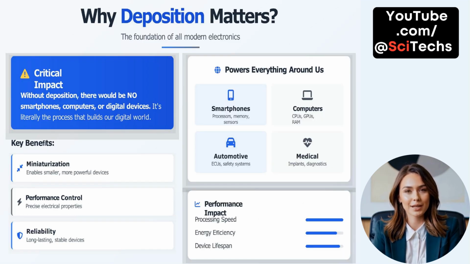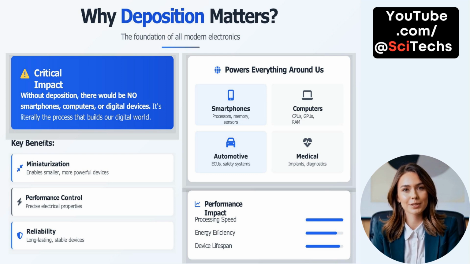Why deposition matters? Deposition is the foundation of all modern electronics. Without it, smartphones, computers, and digital devices simply wouldn't exist. It is the core process used to build the circuits and components that power our digital world. Its critical impact spans every major industry.